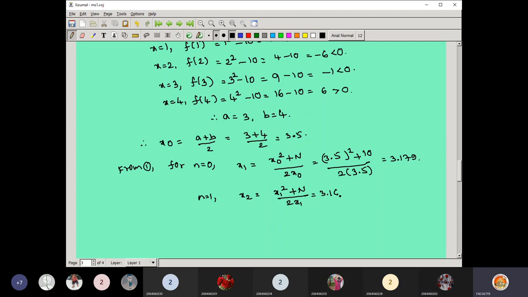Yes, sir. Okay, there is a little difference, so go for n equal to 2. You are getting x3, which is x2 square plus capital N divided by 2 into x2. Substitute here again and see. So you are getting 3.162. Find out, the same answer 3.162 comes. Now that the same answer has come, we stop there.